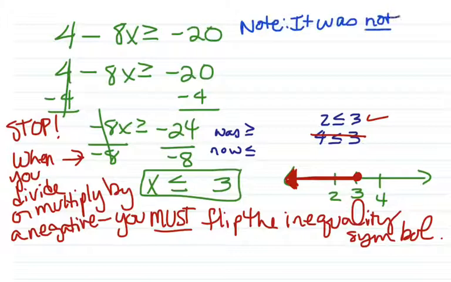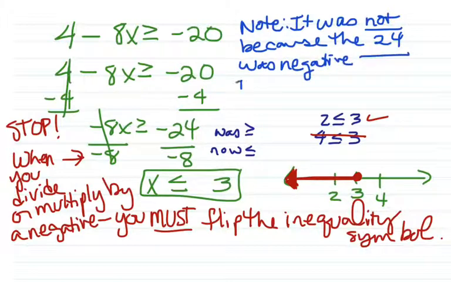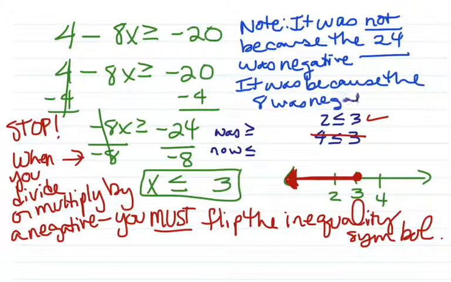What people often get confused about is which part being negative is what did it. It's not because the 24 was negative, it's because the 8 was negative. Because when I said it's when you divide by a negative number, we're dividing by 8. We read that as -24 divided by 8. So it's the number doing the dividing.